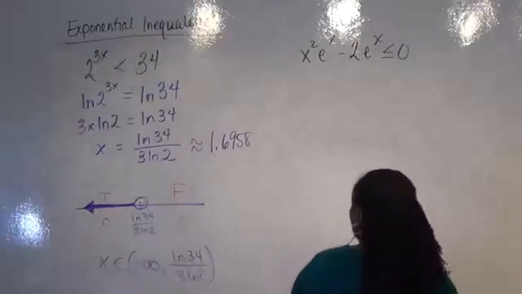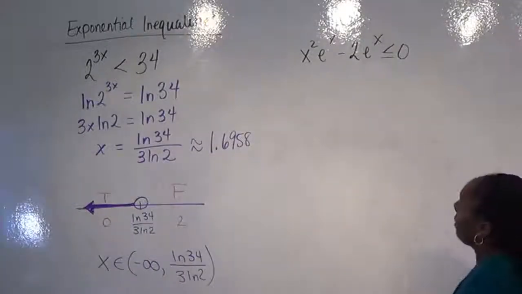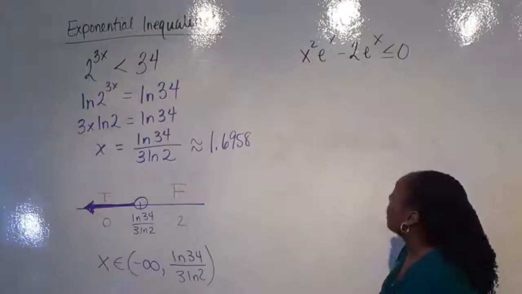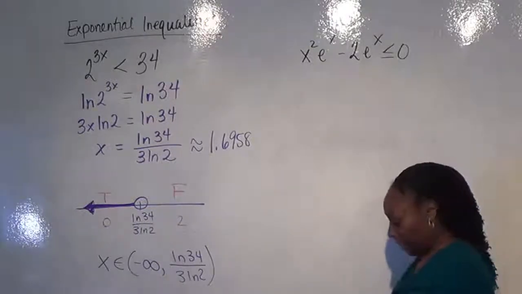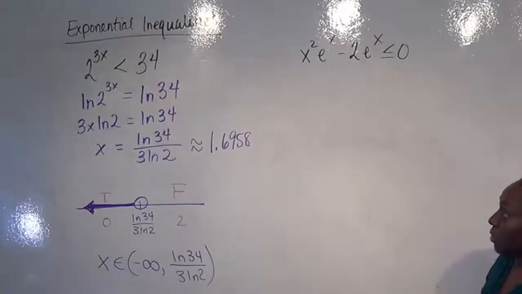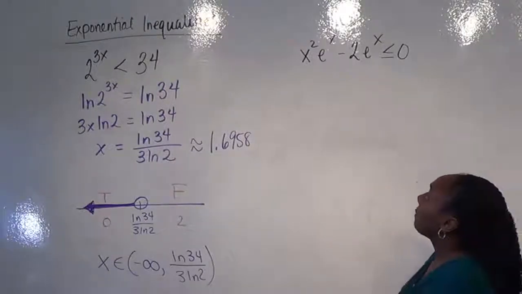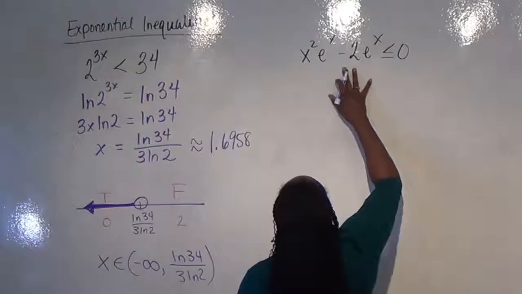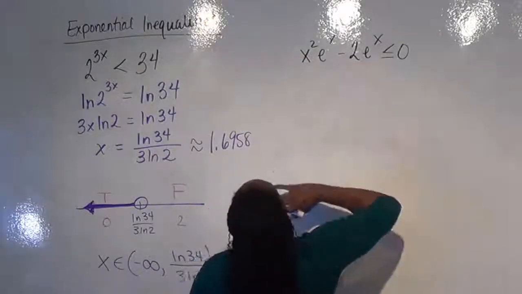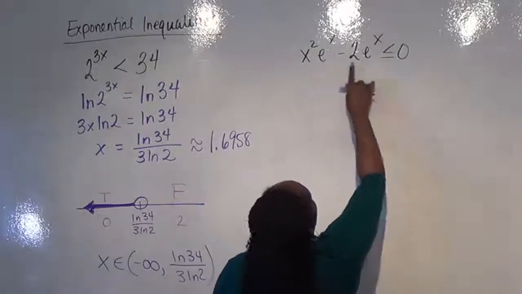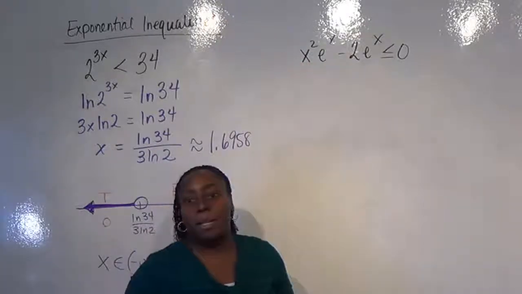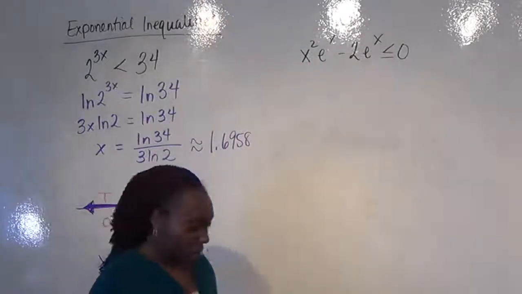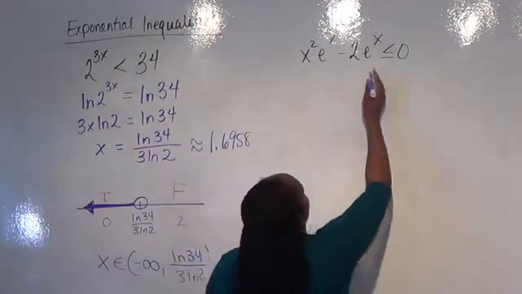Alright, let's look at our next one. So x squared e to the x minus 2 e to the x being less than or equal to 0. So again, we want to start by solving the equation. If I'm looking at this, this is one of our other types because I have two terms, but again I've got my x in both the base and the exponent. So in this case, I'm going to factor.